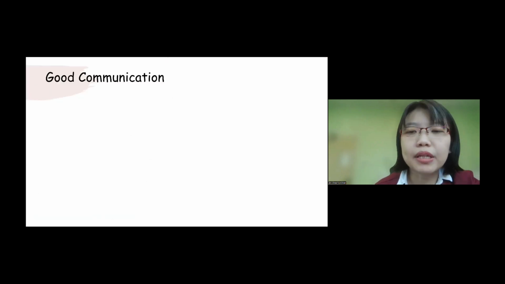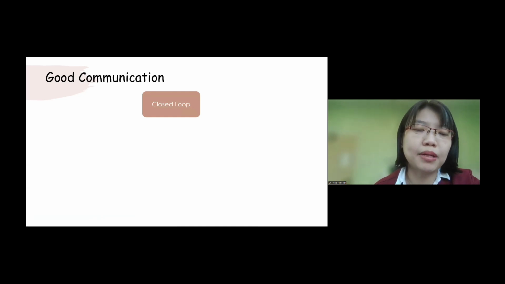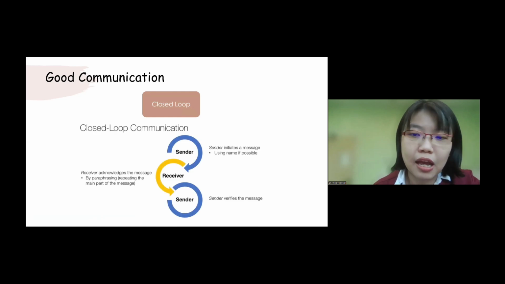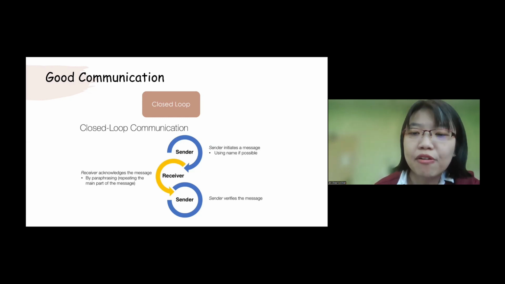When we talk about communication, what are the important aspects that contribute to good communication? First of all is the practice of closed-loop communication, and I believe this is not something new to many of us. However, it is not practiced very frequently in our day-to-day practice. This involves the sender initiating a message, addressing the name of the receiver and giving a clear instruction, followed by the receiver acknowledging the message by repeating it, and the sender verifying the message.